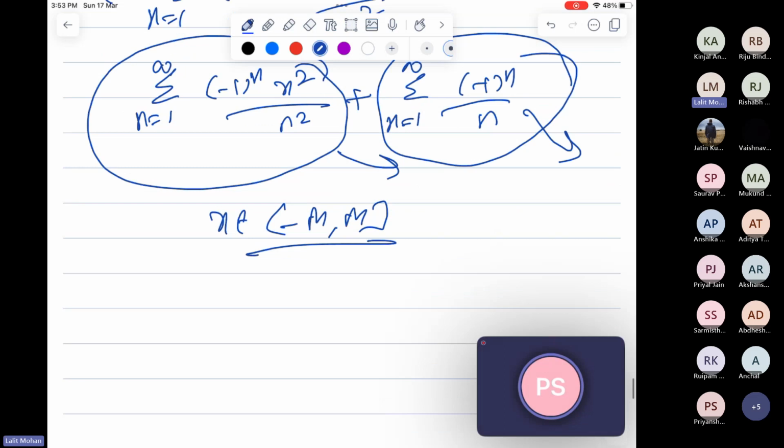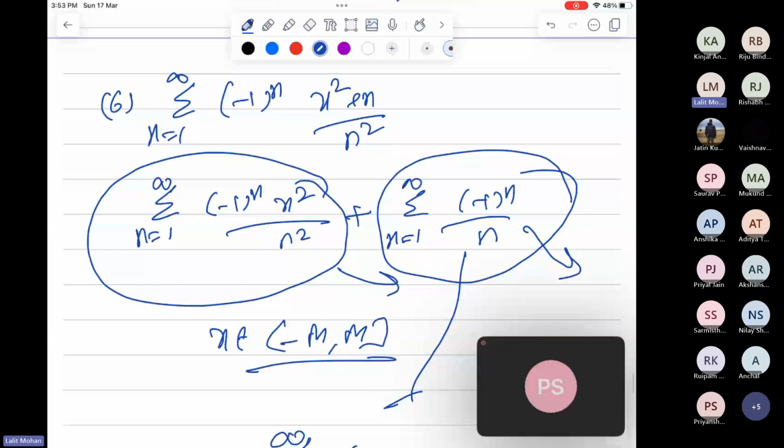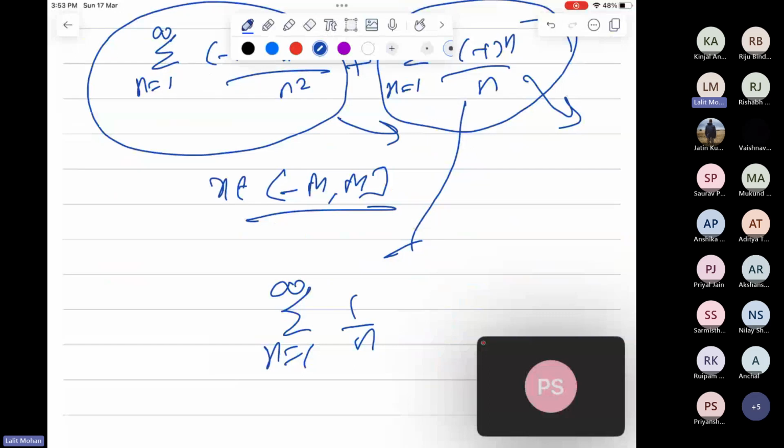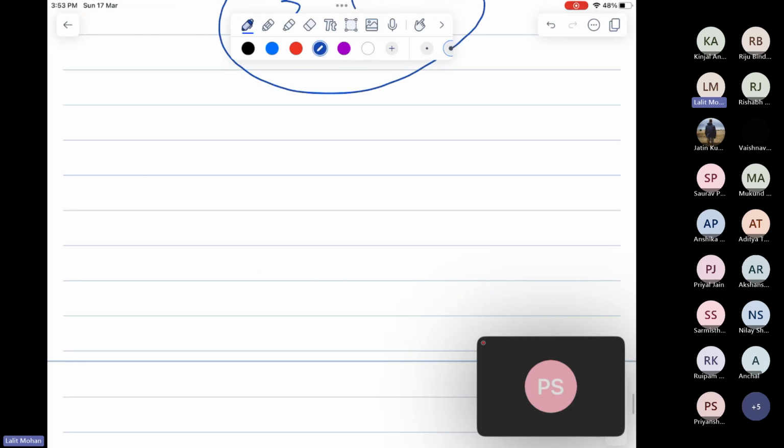Exactly. The second part, when you take the modulus, this will be 1 by n. Now you know that when you take the modulus, this is again a positive series. This may be positive or maybe infinity, it doesn't matter because this is infinity. So the result is divergent. That's all you need to write, just mathematically. See, the series questions will be very easy.